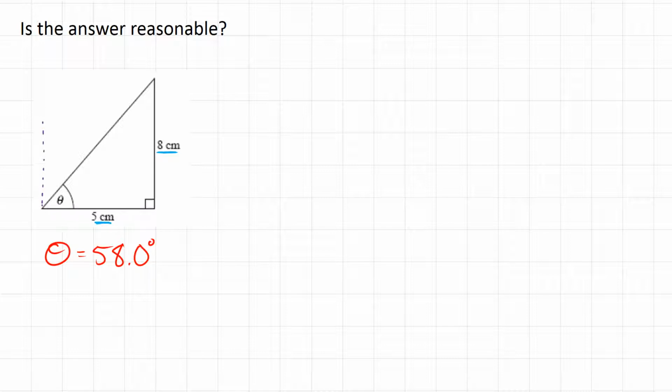So if I sketch what a 90-degree angle would look like, and then what a 45-degree angle would look like, we would probably expect angle theta to be a little bit bigger than 45 degrees. And sure enough, we got 58, which is a little bit bigger than 45 degrees. So yeah, I would say that the answer we got, theta equals 58 degrees, is a reasonable answer.